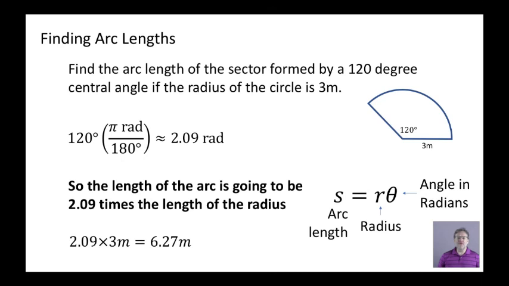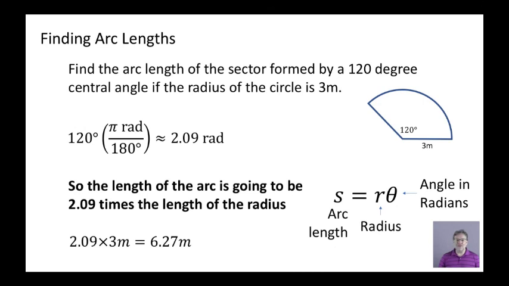Now, as I've mentioned before, we can use the angle measure in radians to provide a convenient connection between the length of a radius, as you can see in this diagram above my head, where the length of the radius is 3 meters, and the length of the arc on the opposite side of the angle, that curved arc that you can see across from that 120 degree angle.